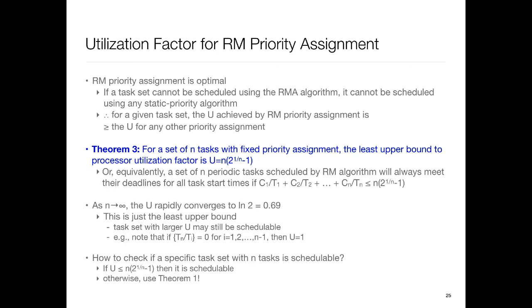So if I give you, let's say, 3 tasks, then for n equal to 3, I think this number is like 0.78 or something like that. Which basically means that if I give you 3 tasks and their utilization is 80%, then it may be schedulable. I have to check. If it is 75%, then I know it is schedulable because it's less than the threshold.